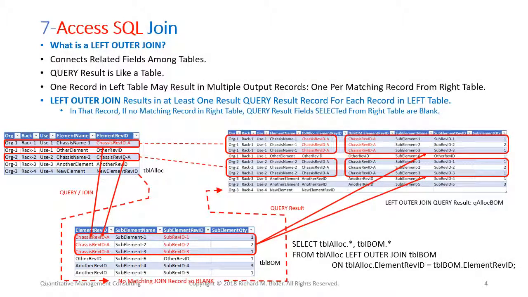So we use a left outer join. Where no record match is found, a record is created in the query result, populating selected query result fields with values selected from the left table, and leaving blank values for fields selected from the right table.